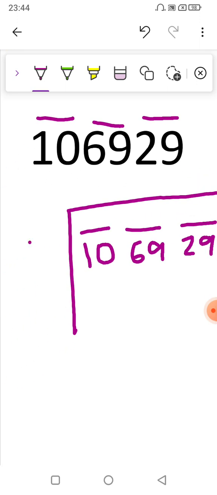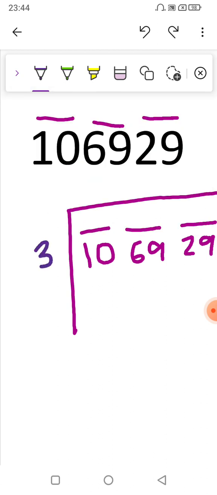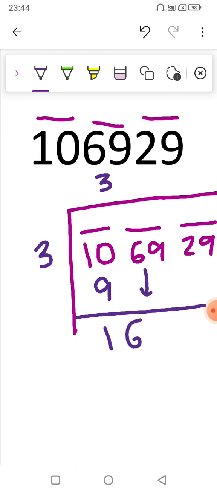So we will write over here, we are going to use a different color to make it distinct. See, 3 3s are 9. Deduct the number, what we get is 1, and this pair will move down, 169. Now you see, we will follow the same step as we followed last time.